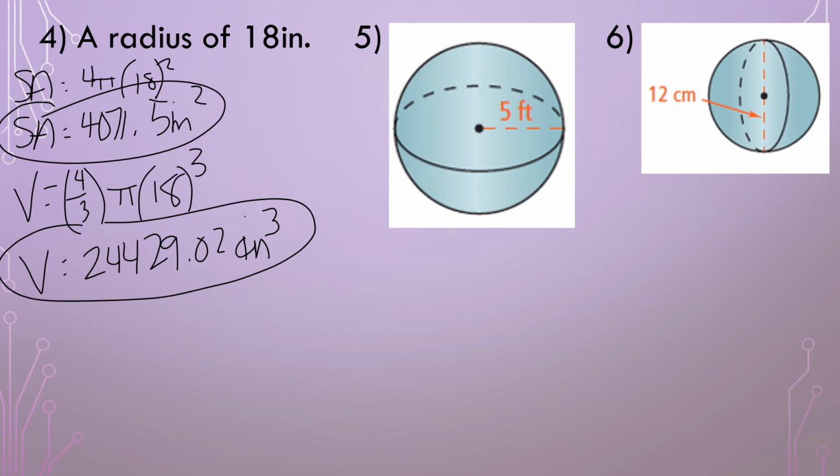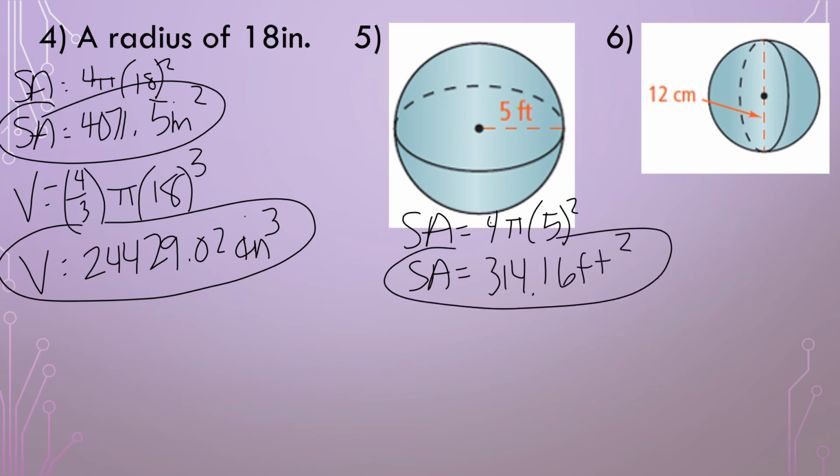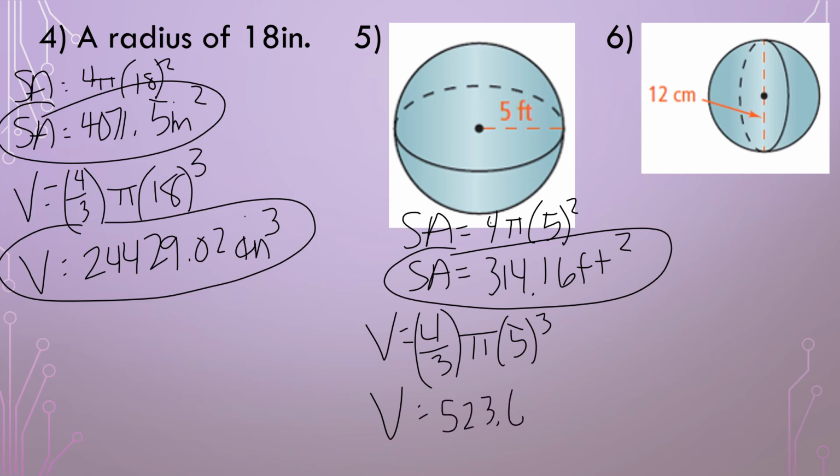For number 5, your radius is 5 feet, so we'd have 4 times pi times 5 squared. So your surface area, you plug that all in your calculator, you get 314.16 feet squared. The volume is 4/3 pi and then r cubed, which again, just plug that all in your calculator, you get 523.6 feet cubed.